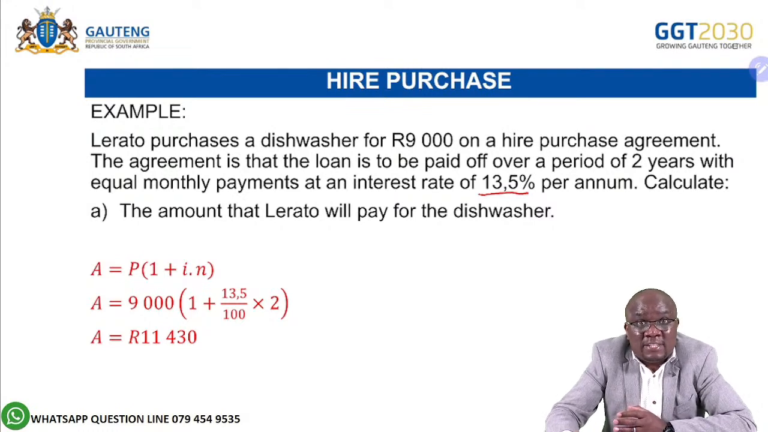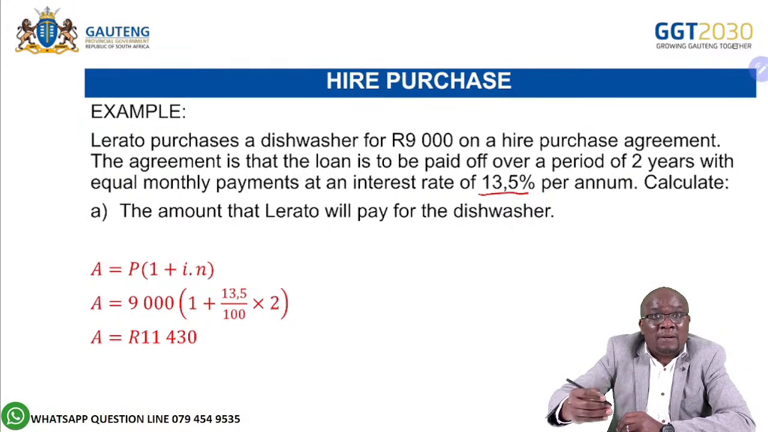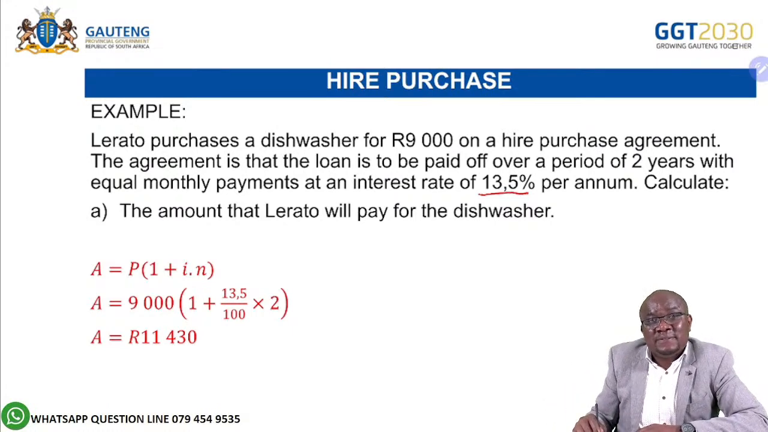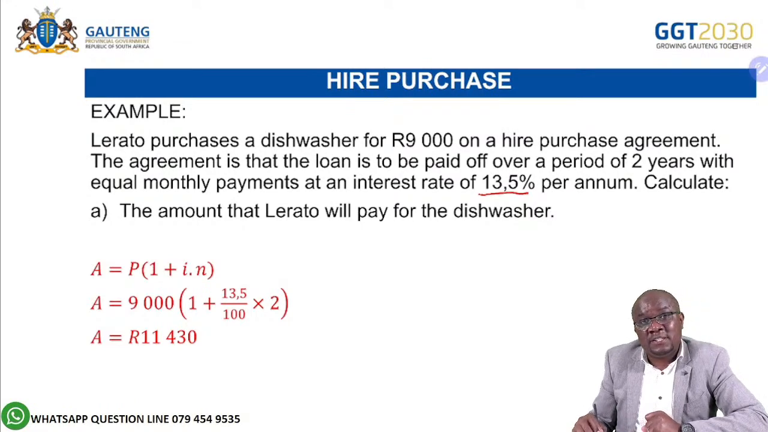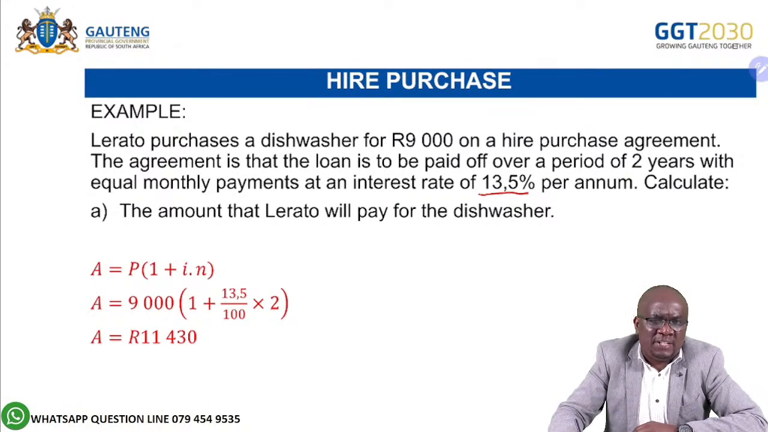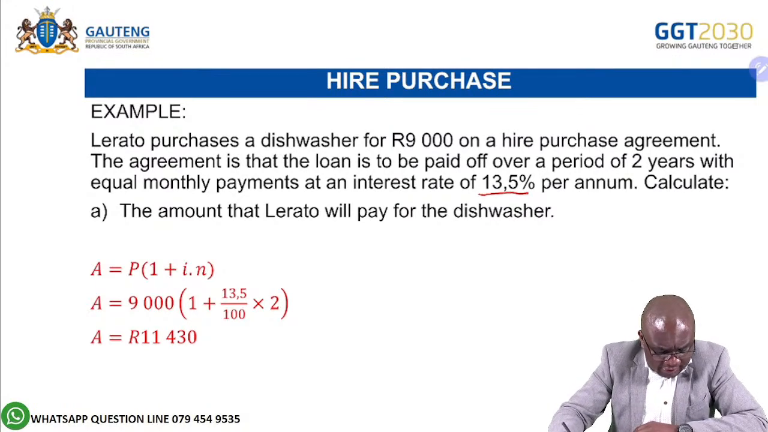Sometimes we don't have that cash, so to pay in smaller amounts is better, but we are going to pay interest. You see that? Okay, so sometimes paying cash is cheaper, but sometimes paying in installments is convenient. Right, and then that's the amount that Lerato will pay in 2 years.